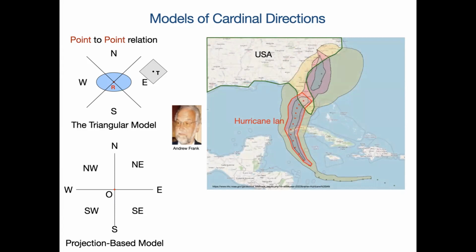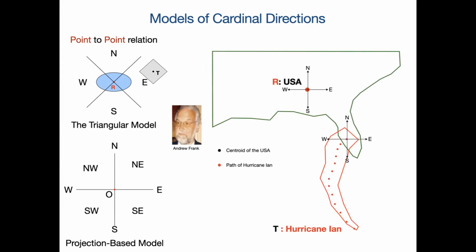If you want to define the direction relation between Hurricane Ian and the US, then we want to use this model, and it concerns the approximate locations. Using the United States, you are considering the centroid of the United States, and simultaneously you have to calculate each moment of the hurricane points, and then only you can define the direction relations. But here we are approximating the extended object into the point-like object.